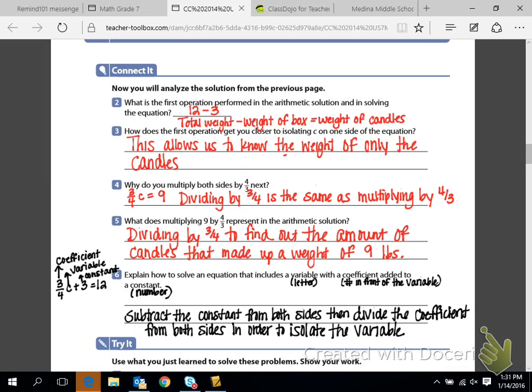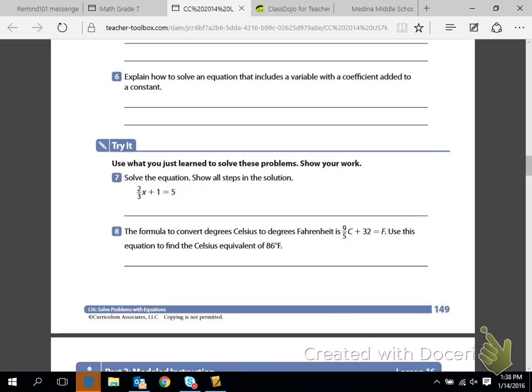You were asked to try the remaining problems for homework. You were asked to try 7 through 14. We're actually going to continue 7 through 14 in this video. In number 7, you're asked to solve the equation and show all steps in the solution. You are given the equation 2/3 x plus 1 equals 5.